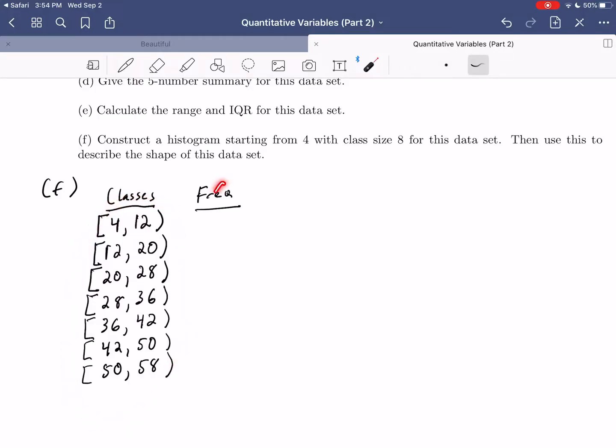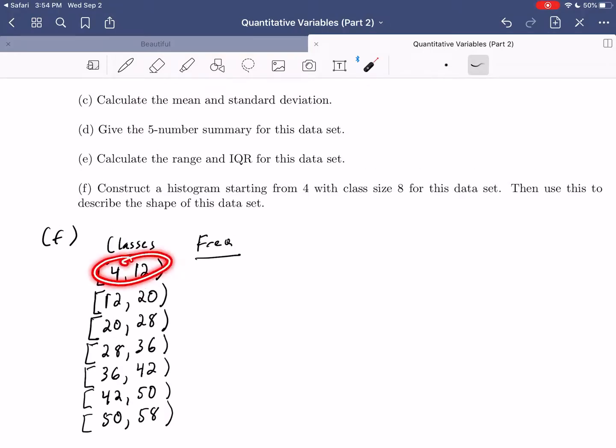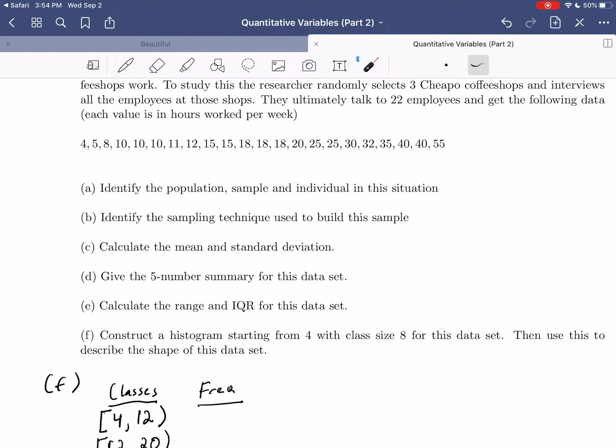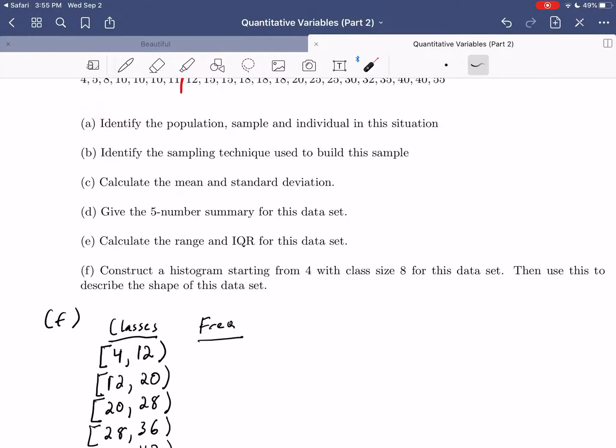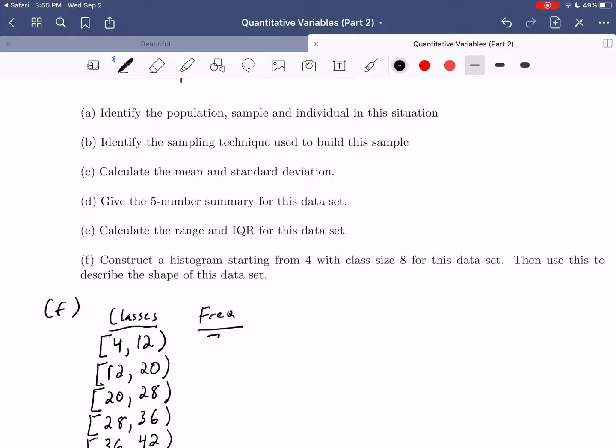All right, now we need to get the frequencies. How do we determine the frequencies? Well, we count. We have to count how many of the data points land in each of these classes. So let's look for the first one, 4 to 12. Remember, we should include 4, but not 12. So if we look here, we've got 1, 2, 3, 4, 5, 6, 7, because we're including 4, but we're not including 12. So all of these people would be in that first class. So I'll just put a little line there. There we go. We said that was 1, 2, 3, 4, 5, 6, 7. So the frequency for that first class would be 7.